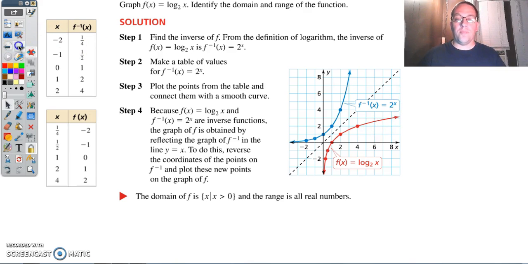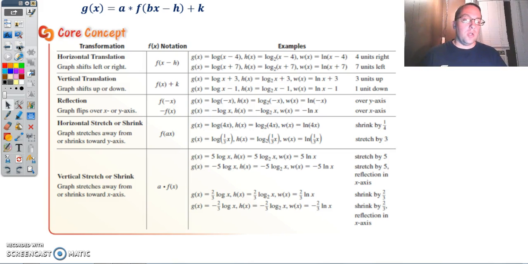All right. Now, let's take a look at this. That's how to graph the functions. Here's how to transform the functions.